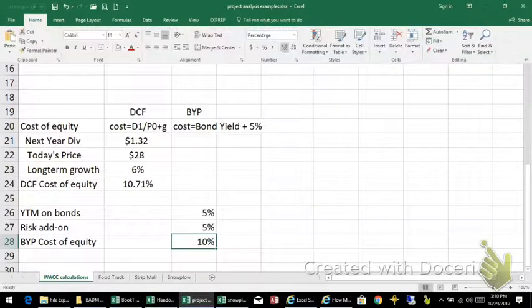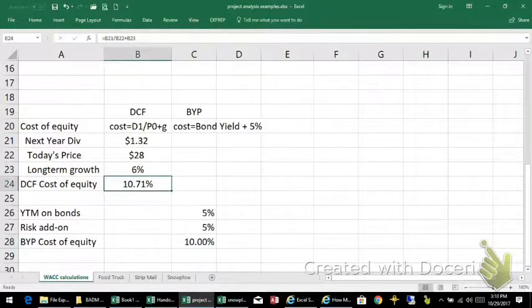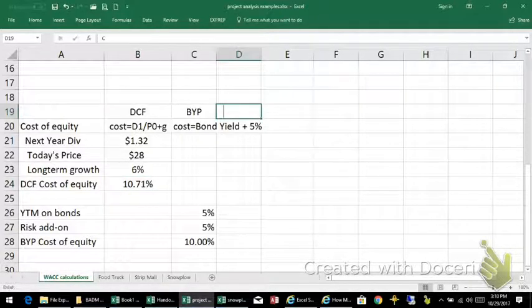Now, when you're actually using these numbers in the real world, what you're going to find is that you're never going to get the same number from any two of these methods that are in play. And we go to the third one. That's the capital asset pricing model.